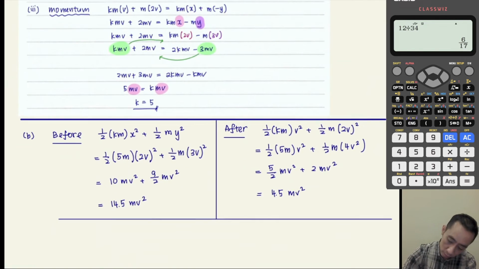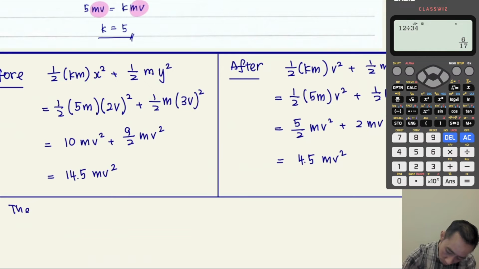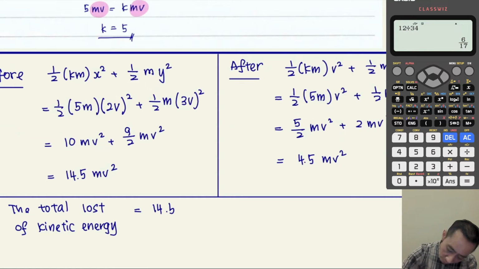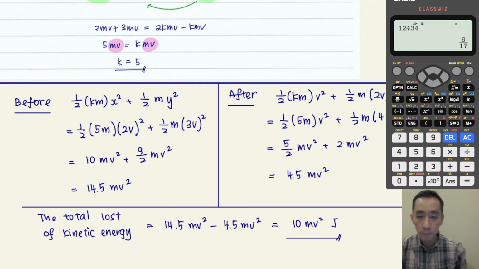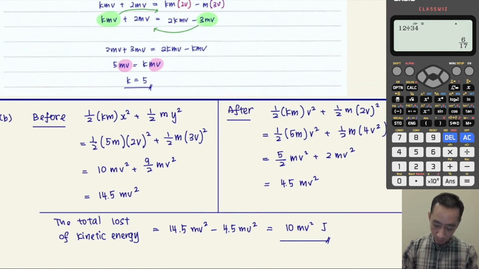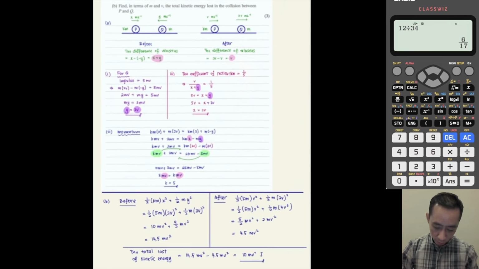Okay, so now the total kinetic energy loss will be equal to 14.5 mv squared minus 4.5 mv squared, which is equal to 10 mv squared. So this is for part B. So this is the whole process.